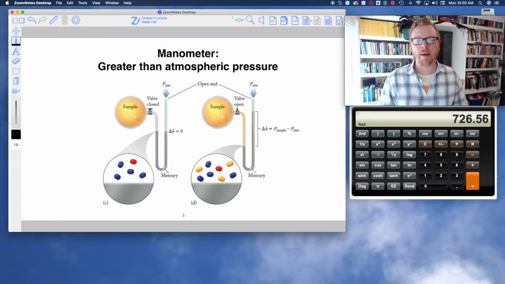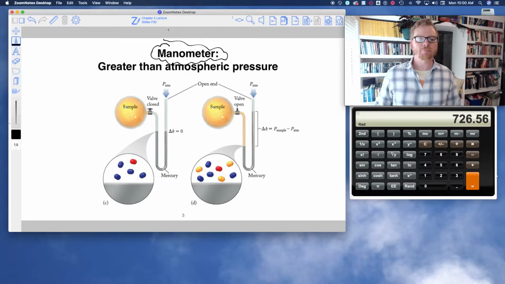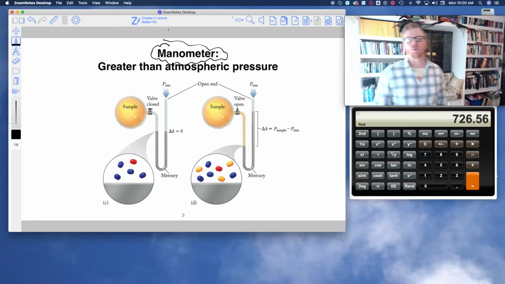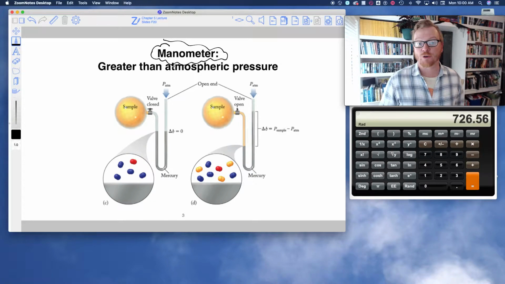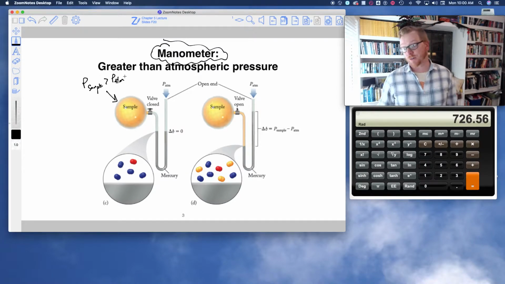So now I want to talk about another type of device, very similar to a barometer, but slightly different in its construction, a manometer. Okay. And so there's 2 ways that we can use a manometer to measure pressure. One in which we have greater than atmospheric pressure. So in this case, perhaps you have a sample, and I'll say the pressure of the sample is greater than the pressure of the atmosphere.